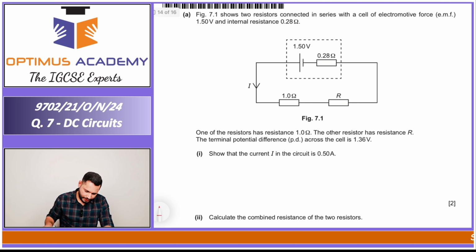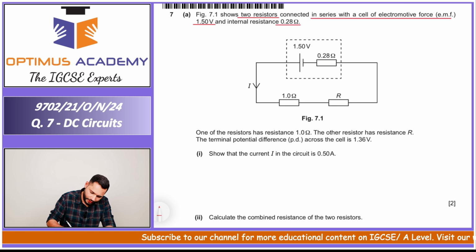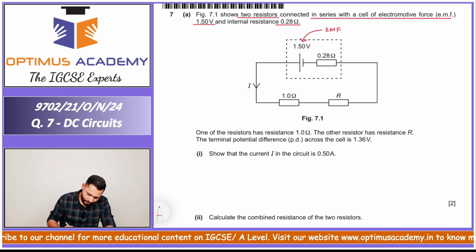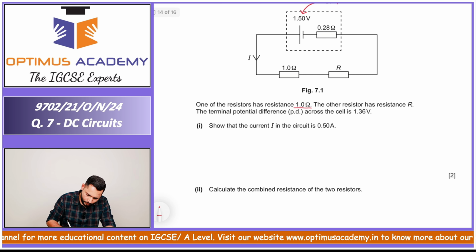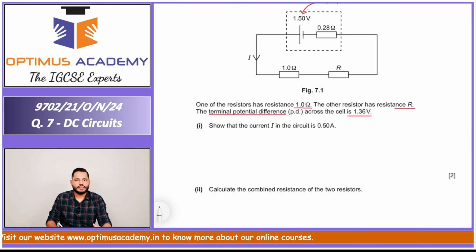Next, question number 7. It says figure 7.1 shows two resistors connected in series with the cell of EMF 1.5 volt and the internal resistance is 0.28. So this 1.5 volt is the EMF of the cell. One of the resistors has resistance 1 ohm, the other resistor has resistance R. The terminal PD across the cell is 1.36 volt. Now what is terminal PD?